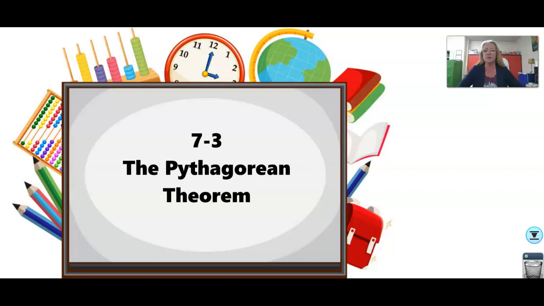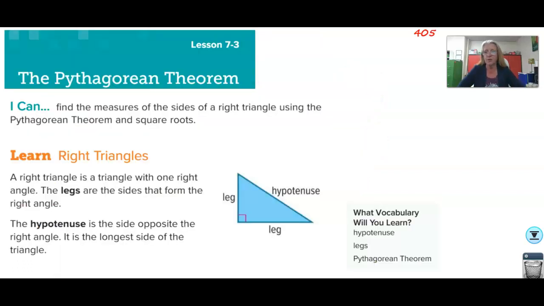This is in your workbook, so you'll want to have those while you're watching the video. The Pythagorean Theorem starts on page 405. Okay, we've kind of done some stuff with the Pythagorean Theorem before. We did the prequel, but now we're going to do the actual reveal lesson.